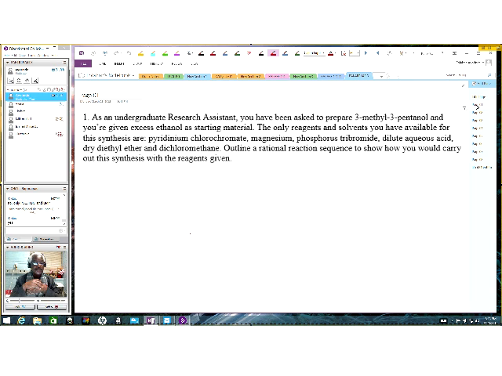As an undergraduate research assistant, you have been asked to prepare 3-methyl-3-pentanol, and you're given excess ethanol as starting material. The only reagents and solvents you have available for this synthesis are pyridinium chlorochromate, magnesium, phosphorus tribromide, dilute aqueous acid, dry diethyl ether, and dichloromethane. Outline a rational reaction sequence to show how you would carry out this synthesis with the reagents given.